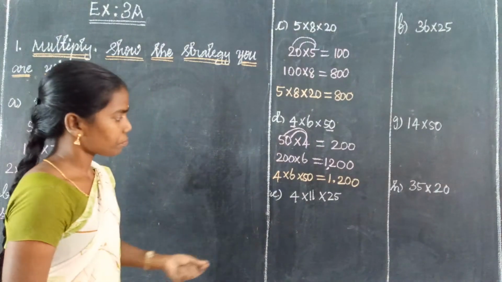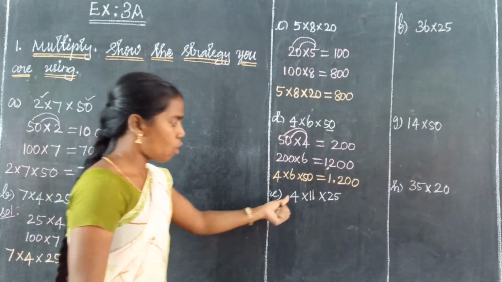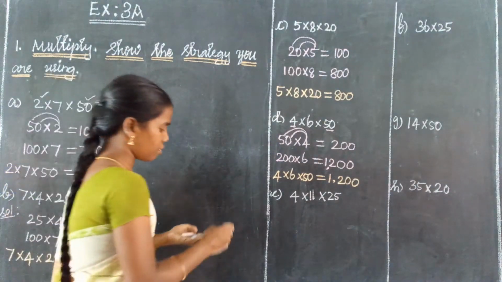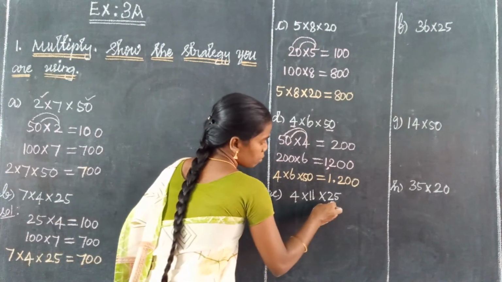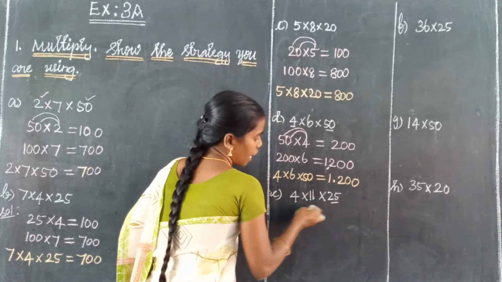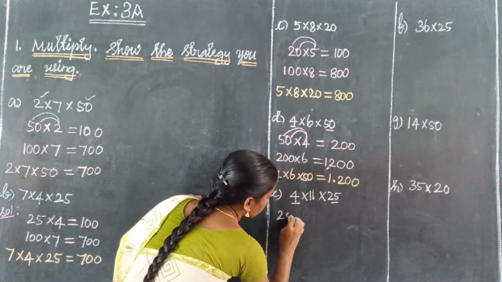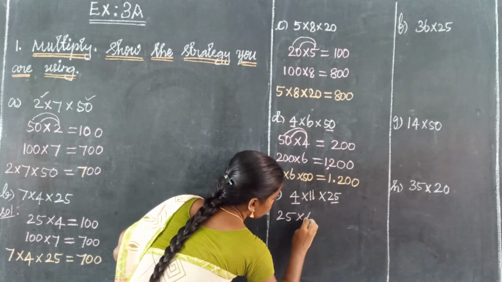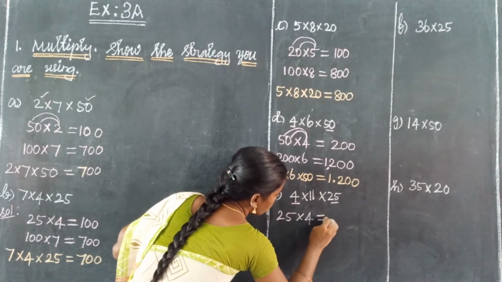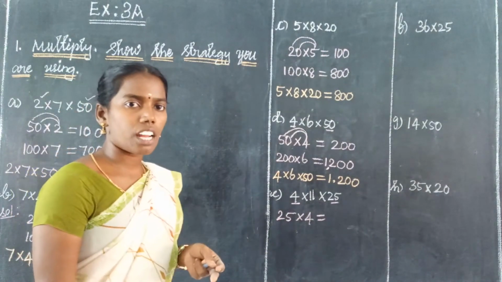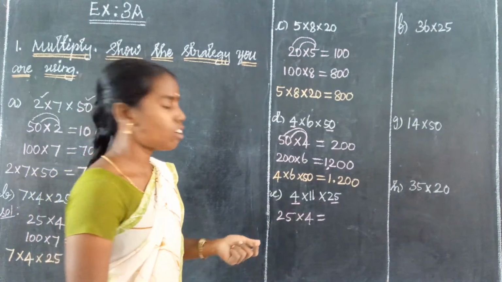And then problem C: 4 into 11 into 25. I am using this 25 first, and the second one is the 4. This is also using the fourth table or the 25th table. So we can use either the 4 table or the 25 table.